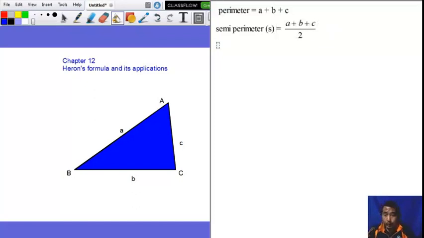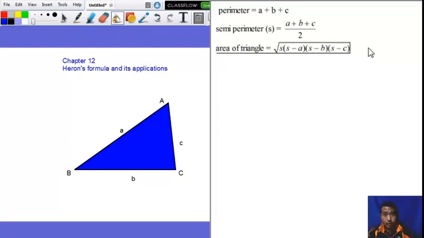Now after finding the semi-perimeter, comes the Heron's formula. By Heron's formula, area of triangle equals square root of S into S minus A, into S minus B, and then S minus C. So this is what we call the Heron's formula for finding the area of a triangle.